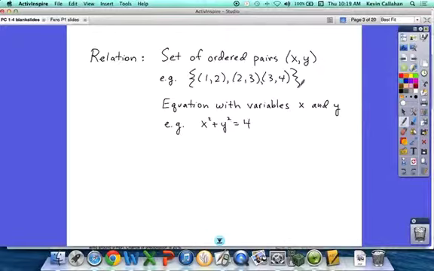Now, if you have an equation that has x and y in it, then you can't write down all the ordered pairs that make up that equation. Right? You're going to get an infinite number of points. But still, that is a relation, because it does give you some kind of a relationship between x and y.